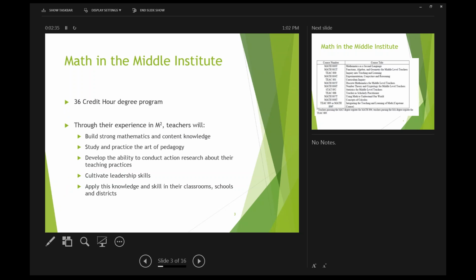So the Math in the Middle Institute was an NSF-funded program. It's a 36 credit hour degree program for in-service middle-level math teachers, and it has a competitive selection process for each of the cohorts. The goals of the program are for teachers to build strong mathematics and content knowledge, study and practice the art of pedagogy, develop the ability to conduct action research about their teaching practices, to cultivate leadership skills, and to apply their knowledge and skills in the classroom, and to ultimately become leaders in their schools and districts.